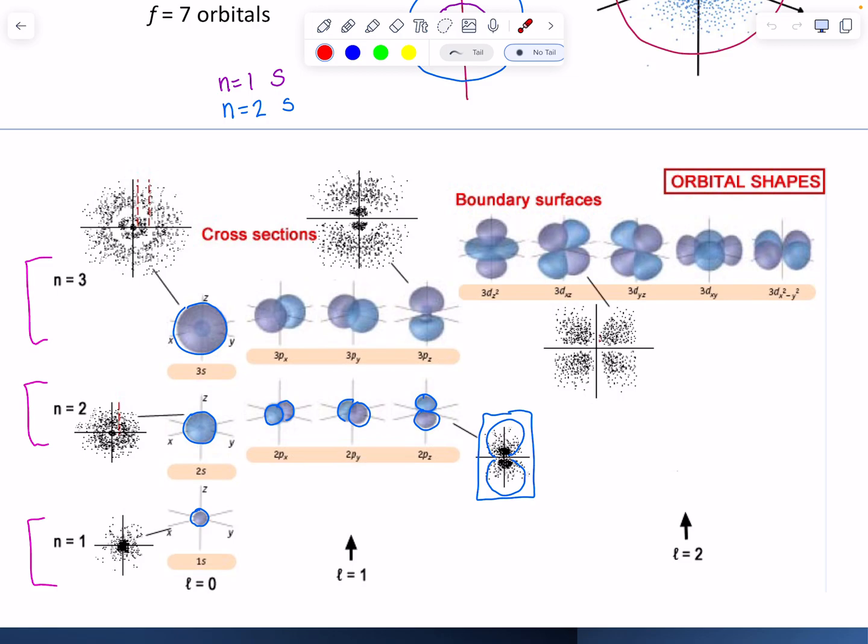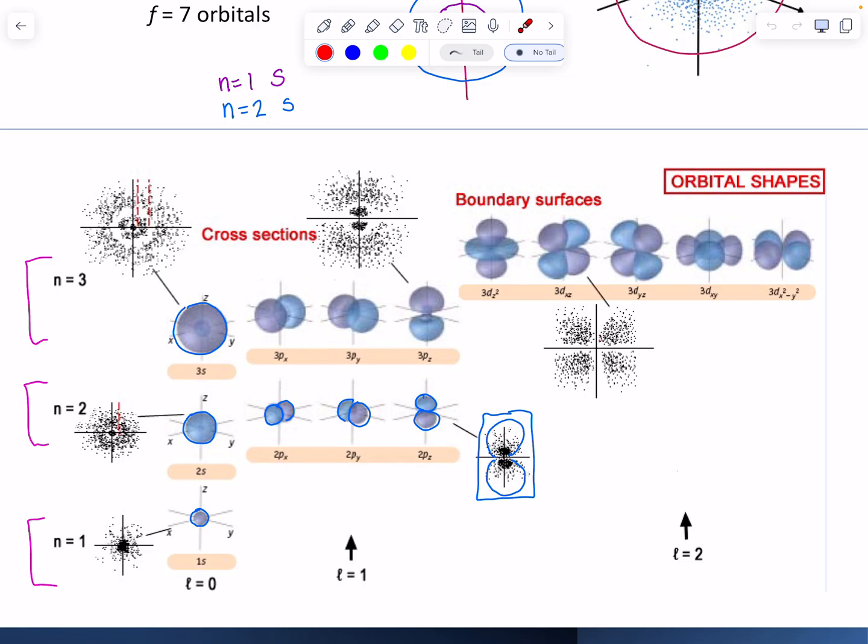All right, the next shape, or the next L level that we get to, we call D. What the D orbitals look like are ones that look like these 4-leaf clovers. The difference between these 4 different clover leaf shapes is just their orientation on the X, Y, and Z axes.